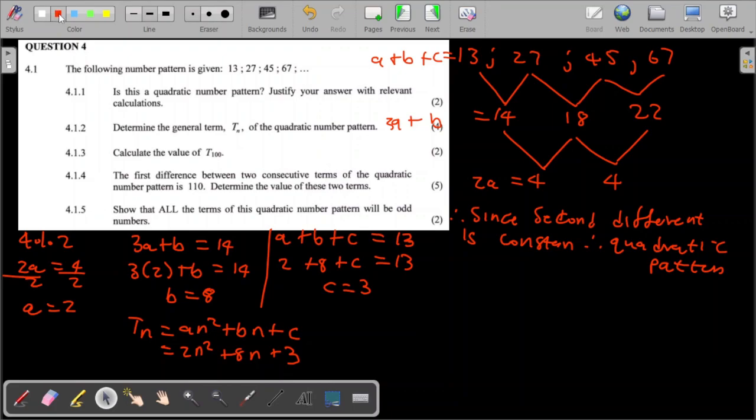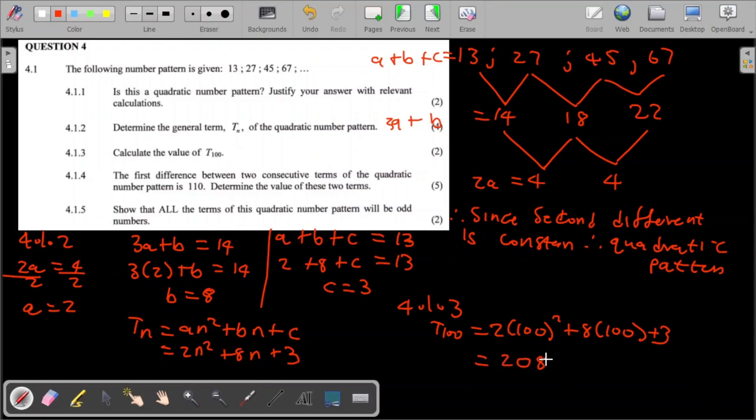Okay, now doing 4.1.3, where we are finding T100. It's just a matter of substituting 100, so it's going to be 2 into 100 squared, plus 8 into 100, and then plus 3. Punching this into my calculator gives me 20803. So T100 is this value here.